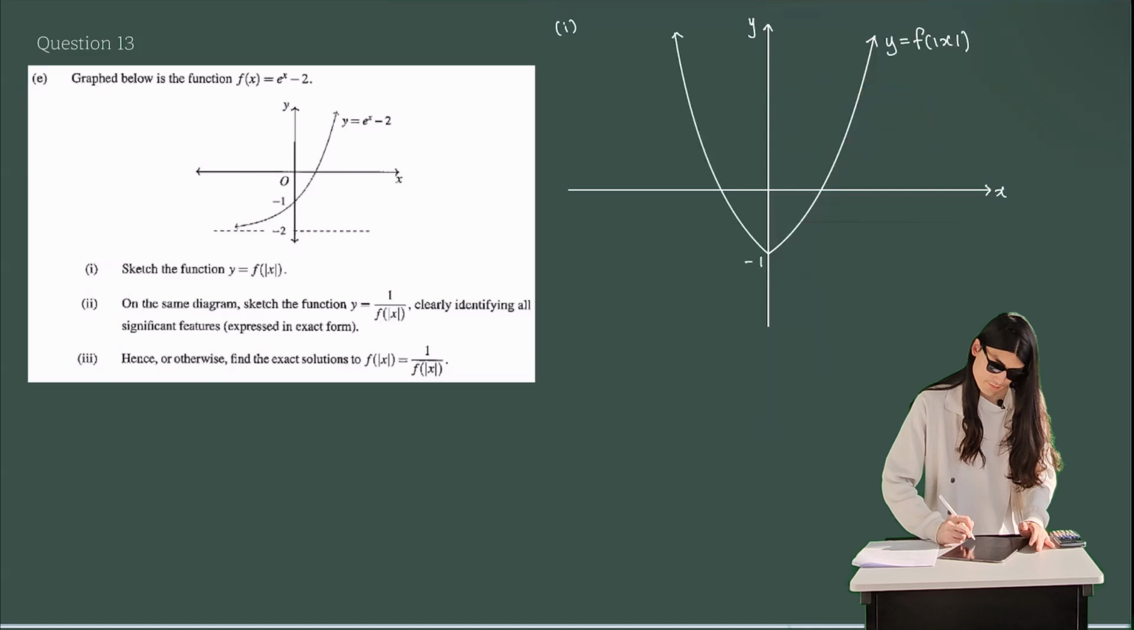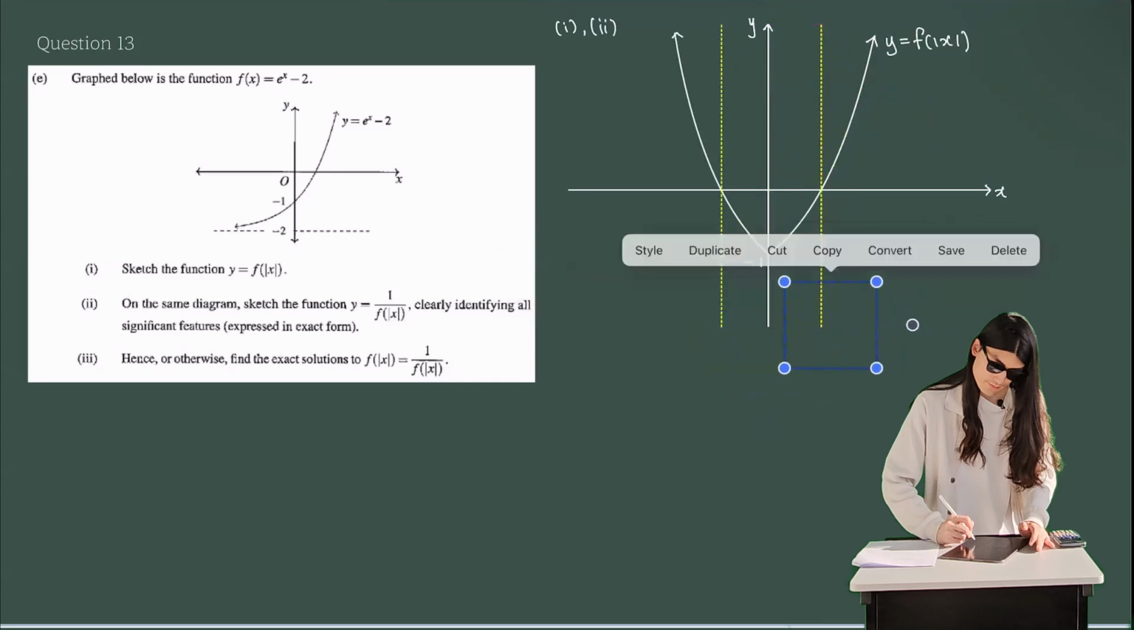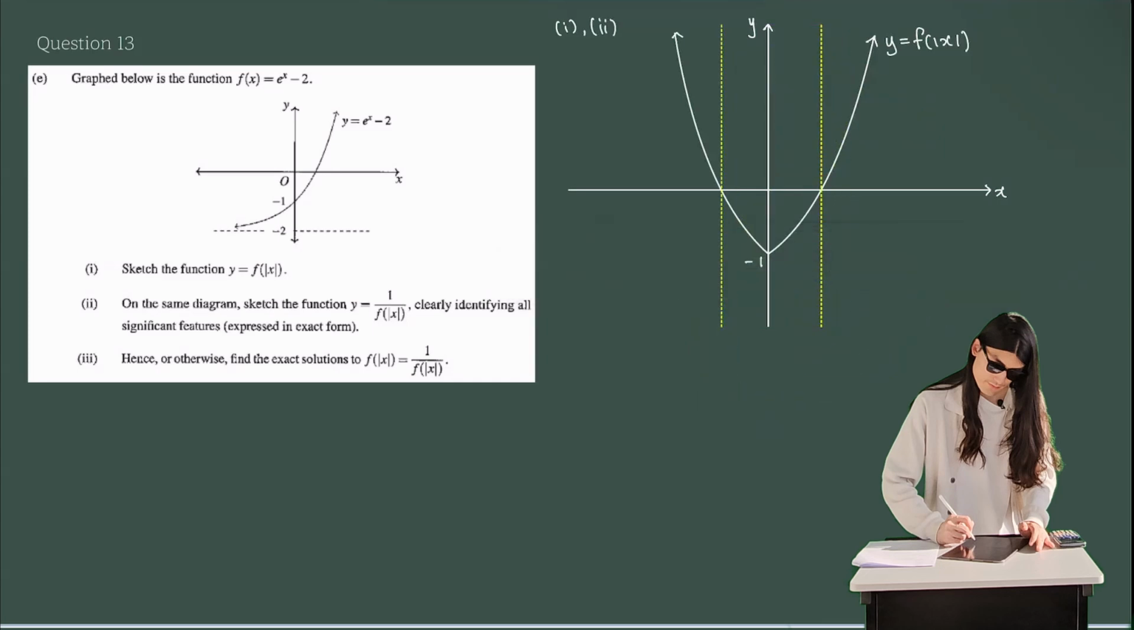Now, second part, on the same diagram, sketch the graph of the reciprocal of this thing which I drew, identifying all significant features. So I will draw the reciprocal function in a different color. To draw the reciprocal function, first of all, place vertical asymptotes at where you have the x-intercepts, at where you have got the roots or the zeros. That's because the reciprocal of a 0 is undefined, of course.